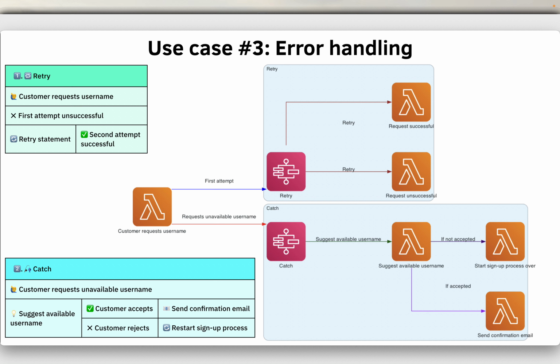Let's see the catch case. In a similar use case, a customer has requested an unavailable username. Using a catch statement, you have Step Functions suggest an available username. If your customer takes the available username, you can have Step Functions go to the next step in your workflow, which is to send a confirmation email. If your customer does not take the available username, you have Step Functions go to a different step in your workflow, which is to start the sign up process over again.